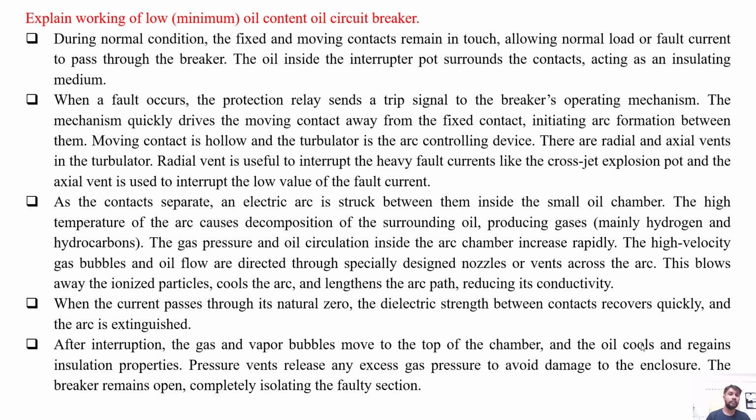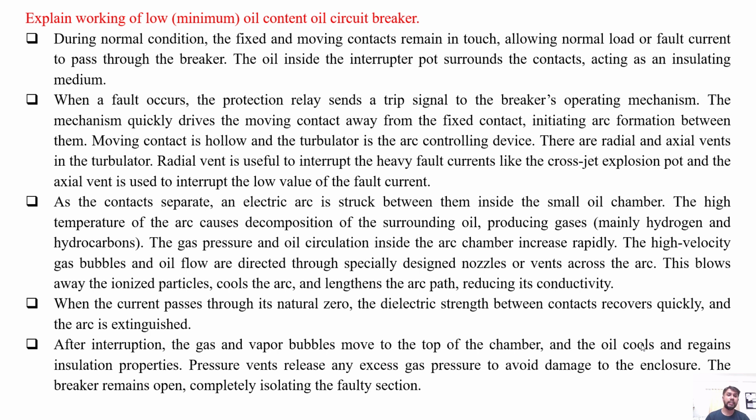Explain the working of a low oil content circuit breaker. During normal operating conditions, the fixed and moving contacts remain in touch, allowing the normal load current or fault current to pass through the breaker. The oil inside the interrupter pot surrounds the contacts, acting as an insulating medium only.